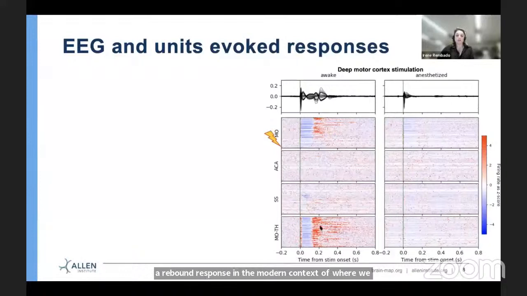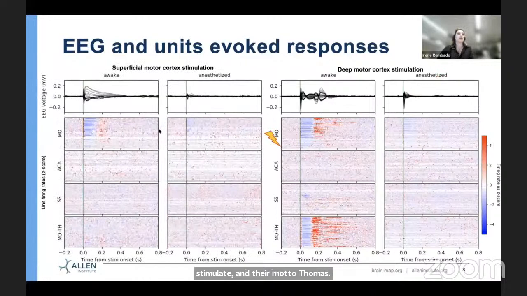This dynamic is not present when the animal is anesthetized. If we stimulate the superficial layers of the motor cortex, what we observe is the very first excitation followed by inhibition, but only on the cortex that receives the stimulation. And again, this dynamic is not present when the animal is anesthetized.